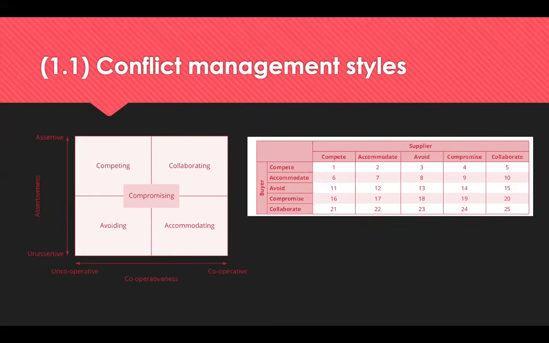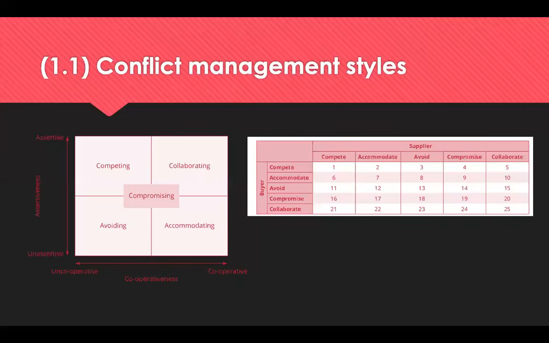So you've got competing, top left-hand corner. This is where the objective is that they want to win. Accommodating, the objective is to yield and give in to the other party. Avoiding, the objective is to delay it. Compromising in the middle is to find some middle ground. And collaborating at the top right-hand corner is to find a win-win solution.